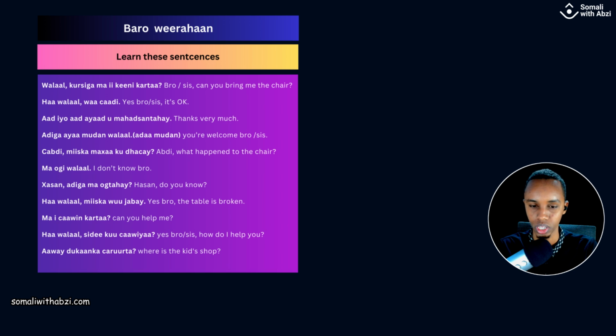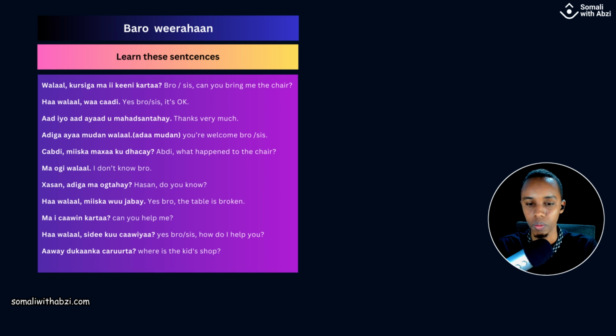Hey, like we use now this sentence. "Hassan adiga ma og tahay". Hassan, do you know? "Hassan adiga ma og tahay". What about Aisha? Do you know? "Aisha ma og tahay". So you can maybe drop "adiga" because "adiga" is you, and you can just say "Hassan ma og tahay". Like that.